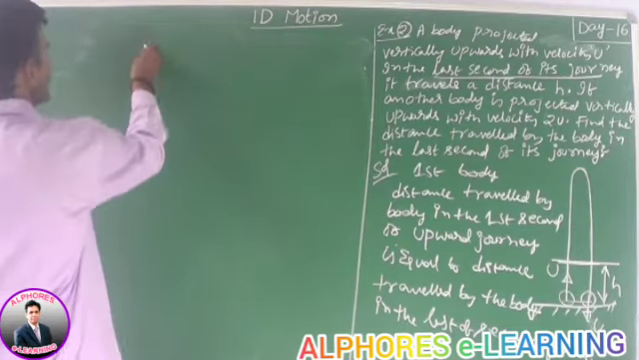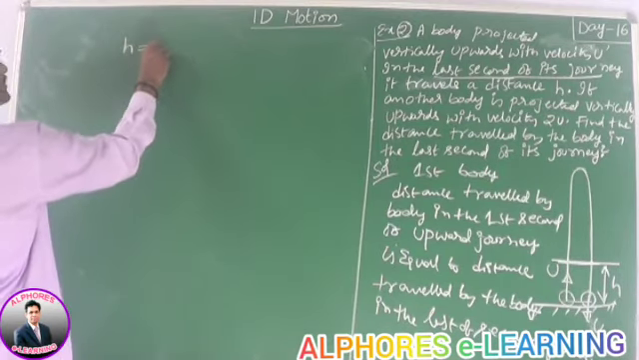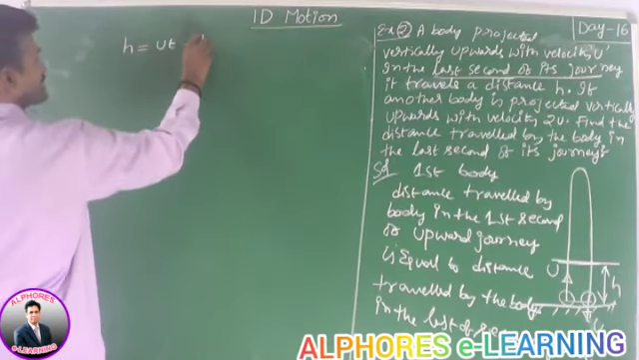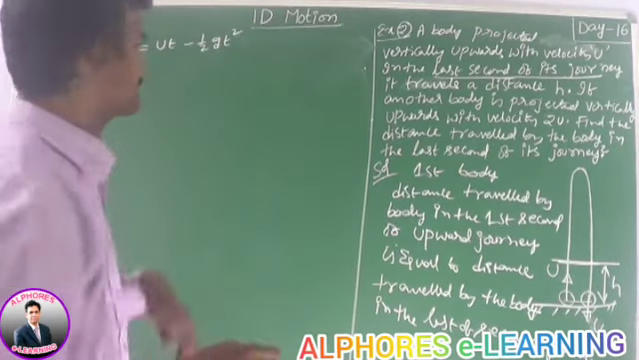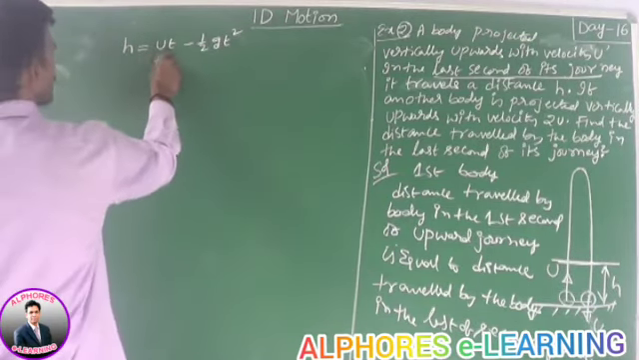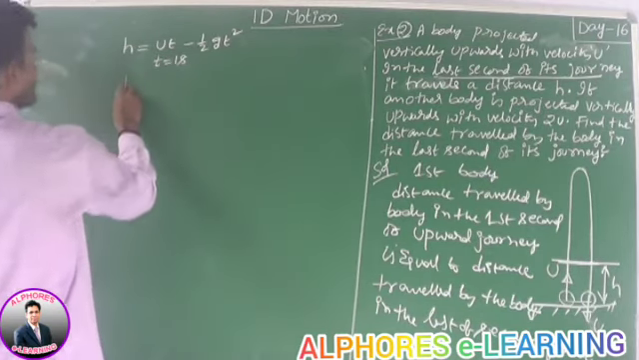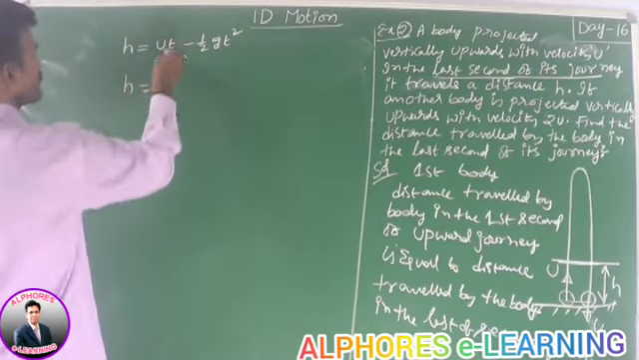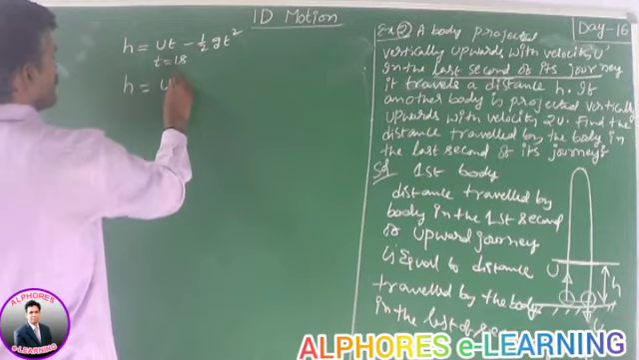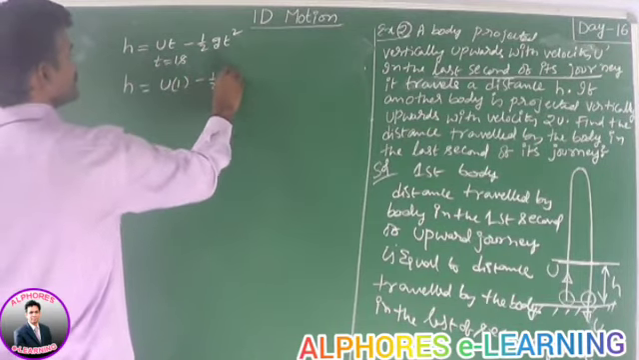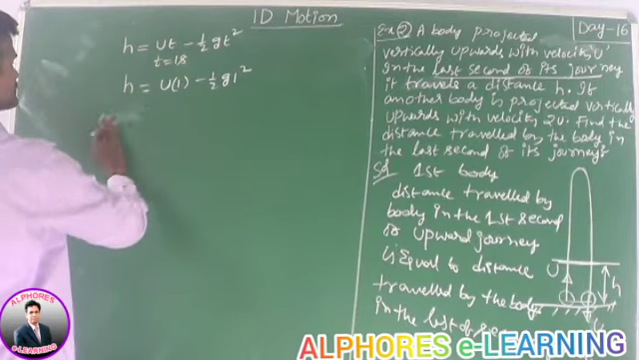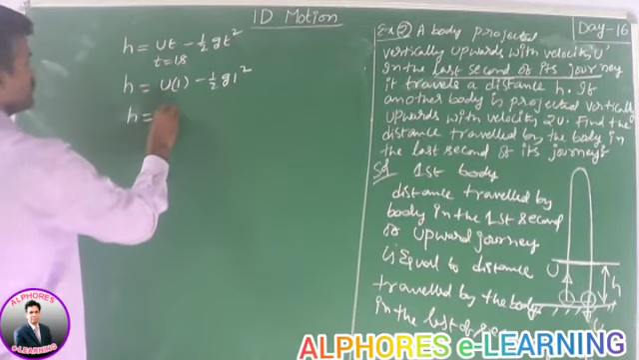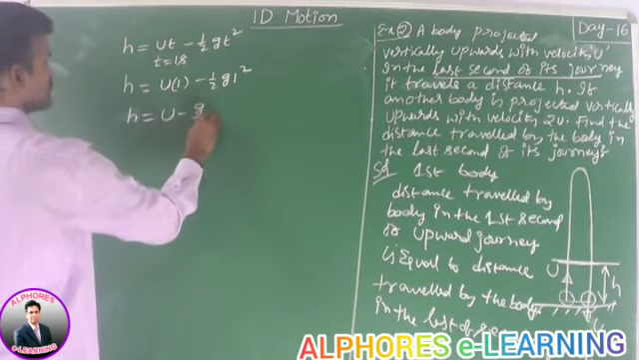That h is obtained by taking h equals ut minus half gt square, because the body is projected vertically upwards. Here t is equal to 1 second. So h is u into 1 minus half of g into 1 square. This h is equal to u minus g by 2.